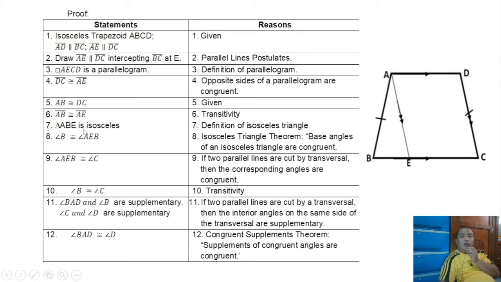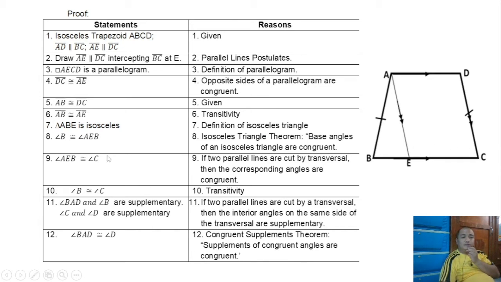Triangle ABE is isosceles, definition of isosceles triangle. That is, AE and AB are congruent. That means if two sides are equal in a triangle, it's isosceles. Angle B is congruent to angle AEB, isosceles triangle theorem: base angles of an isosceles triangle are congruent. Angle AEB is congruent to angle C. Two parallel lines cut by a transversal, then the corresponding angles are congruent. Angle B is congruent to angle C.